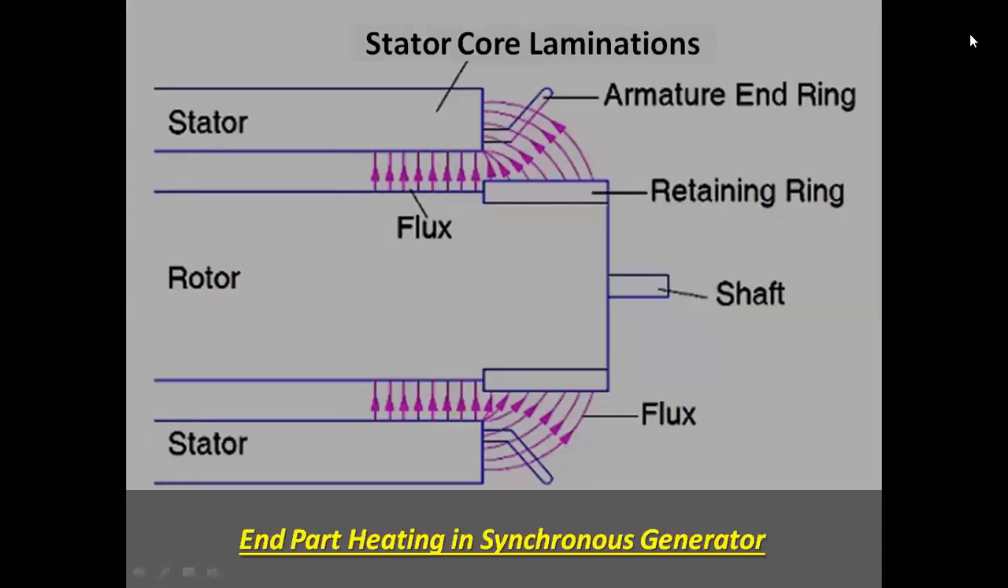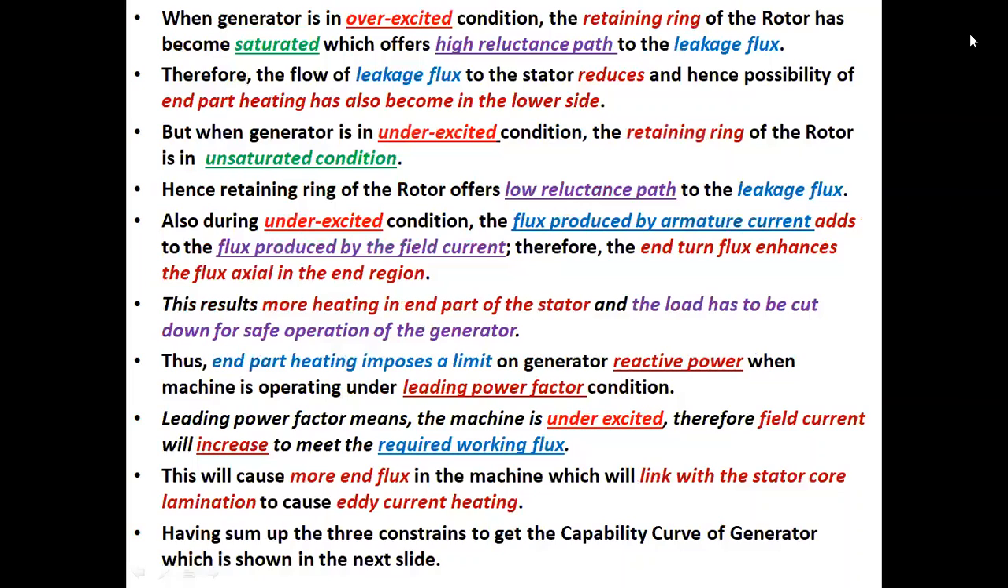Now see the diagram. End part heating in synchronous generator. When the generator is in overexcited condition, the retaining ring of the rotor has become saturated, which offers a high reluctance path to the leakage flux. Therefore, the flow of leakage flux to the stator reduces, and hence the possibility of end part heating has also become lower.